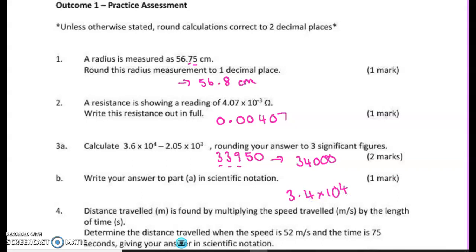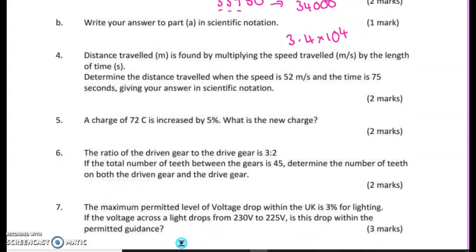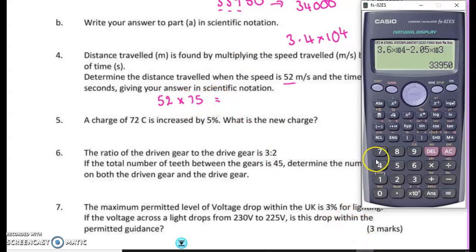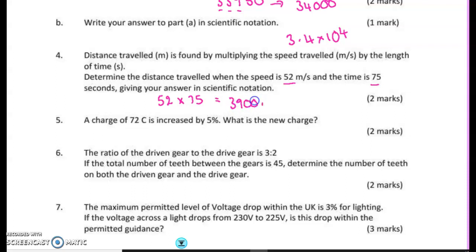Number 4. Distance travelled is found by multiplying the speed travelled by the length of time. Determine the distance travelled when the speed is 52 metres per second and the time is 75 seconds. We're told we need to multiply the two together. So we need to do 52 times 75. 52 times 75 is 3,900 metres. I'm asked for an answer in scientific notation, so I want 3.9 times 10 to the power of 3.